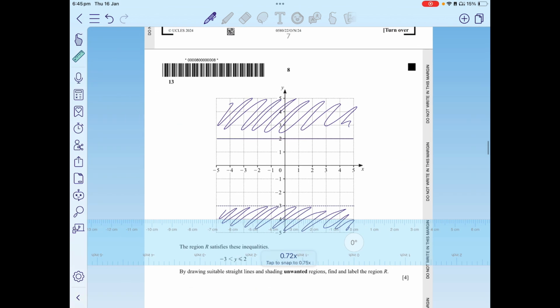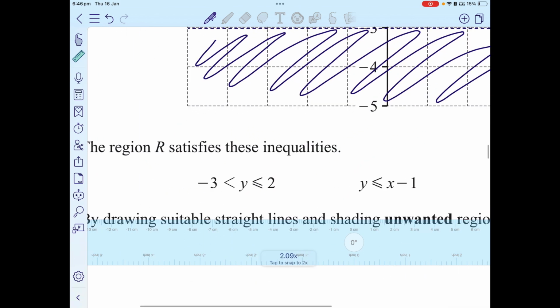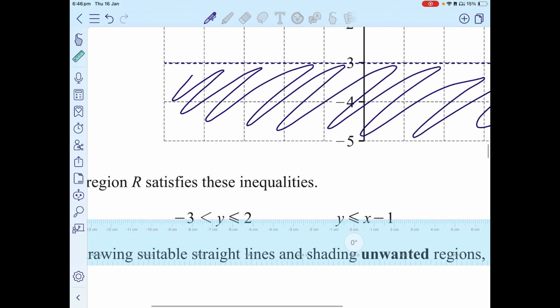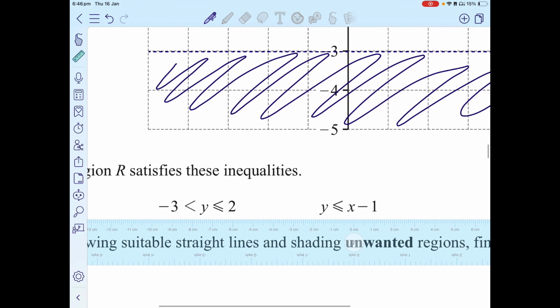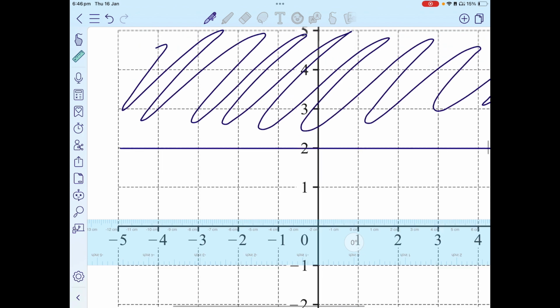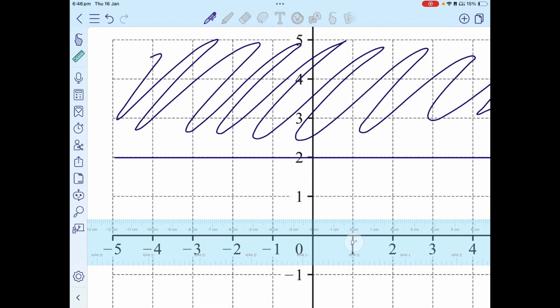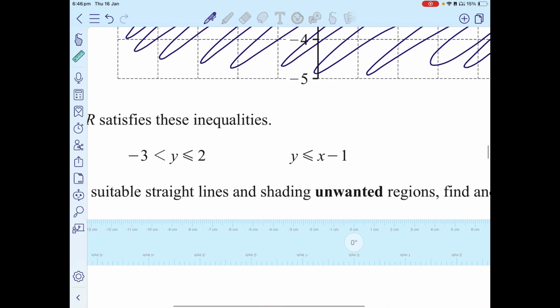I hope you have clear why I've done this, because it says that y lies between negative 3 and 2. It can't be equal to negative 3. That's why it's a broken line. That means that it can't be negative 3. But it can be equivalent of 2. That's why it's a straight line. That means y can be 2. But anything above 2 or less than negative 3, it's invalid.